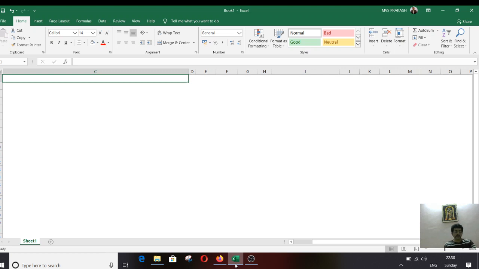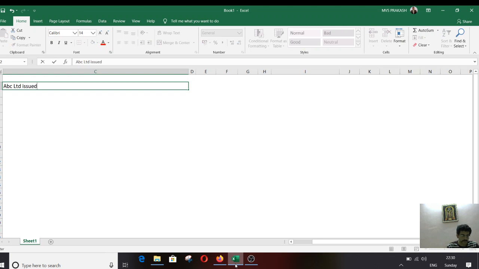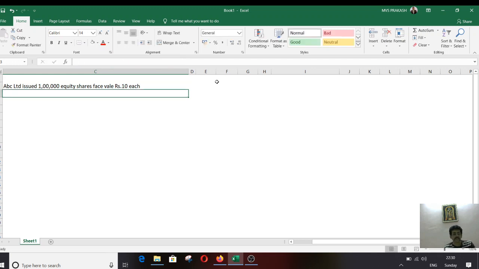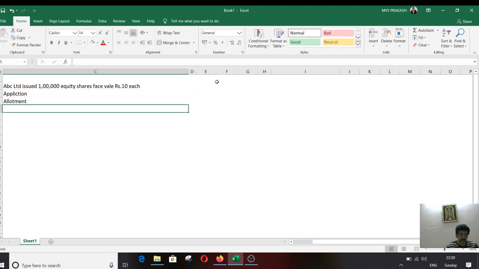Okay, so now let us see. Say ABC Limited issued 1 lakh equity shares, face value rupees 10 each. In this example, let us consider the issue is happening at par. So 1 lakh equity shares were issued. Now what is the breakup? The breakup is 10 rupees in terms of application, 10 rupees in terms of allotment, 10 rupees in terms of call.